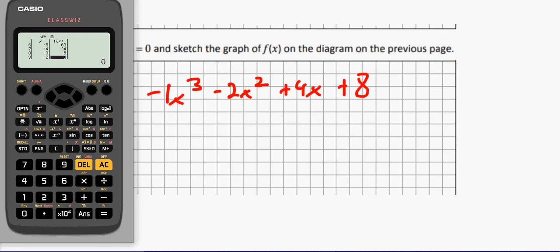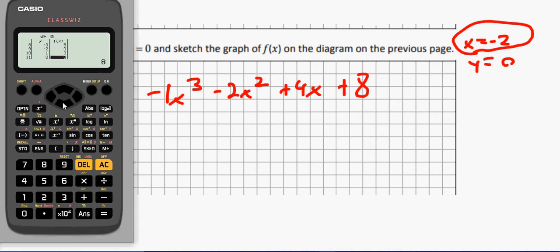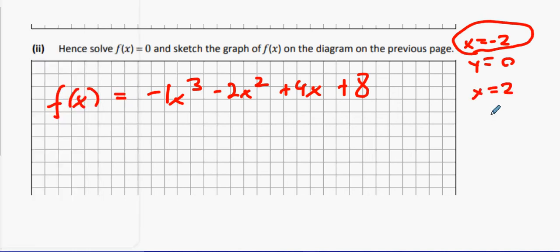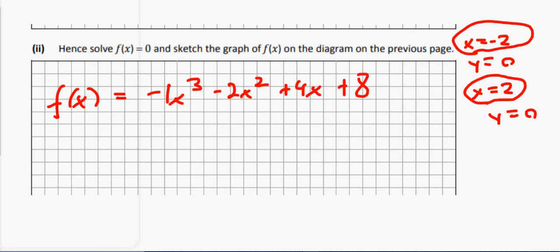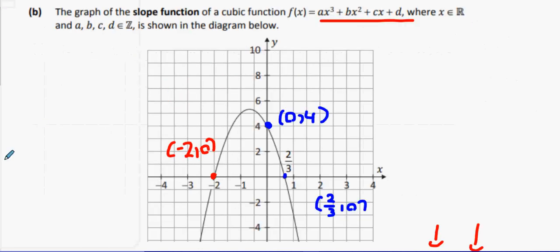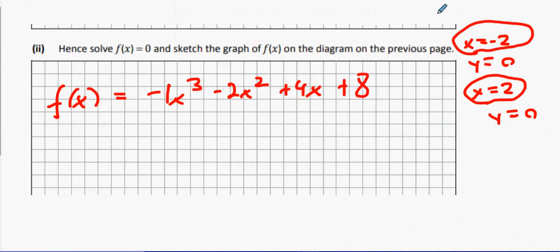Minus 2. When x equals minus 2, the y value equals 0. X equals minus 2 is a root. We also know 2, 0. When x equals 2, y equals 0, x equals 2 is a root. And then finally we don't know the third one. Now we already knew this because it told us that f2, when x equals 2, the y value is 0. And that already told us this information here.